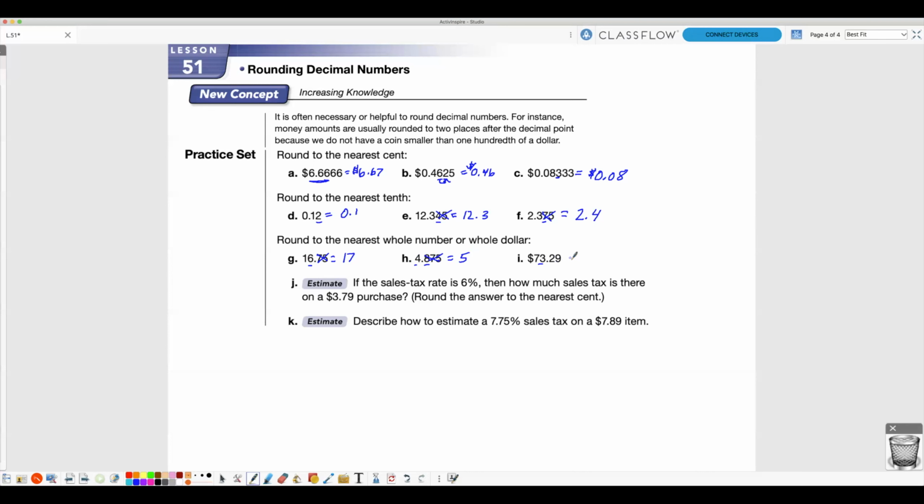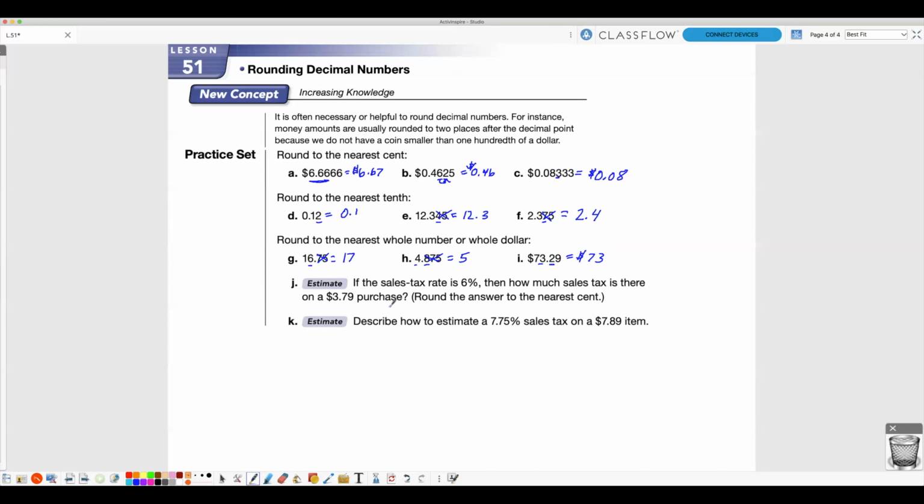And then $73.29. This would be rounded to the nearest whole dollar, so it'd be $73 because this 2 is less than 5, the 3 stays the same.